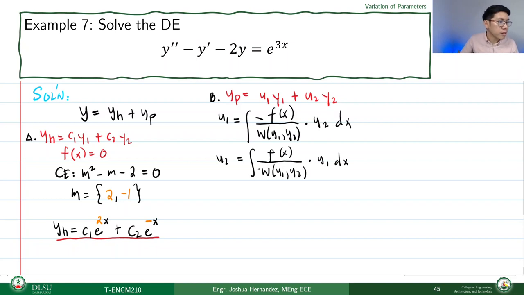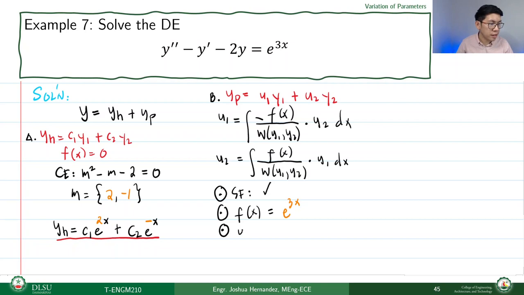Next, we need to identify if it is in standard form. Yes, it is in standard form, because our y double prime has a coefficient of 1. So, check. Next, identify our f of x. F of x is e raised to 3x, right? Next, let us identify our fundamental set of solutions. Our y sub 1 is clearly e raised to 2x, and our y sub 2 is e raised to negative x.